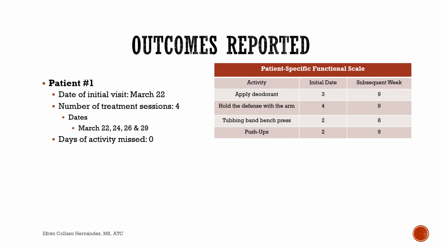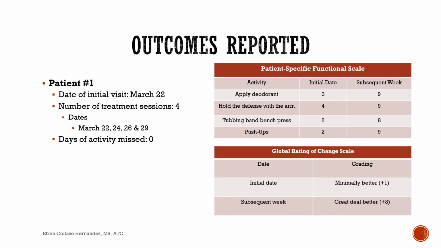So this treatment protocol and rehabilitation program was good for him. Basically, we see that it was a sprain, and the treatment program was able to promote healing and restore a little bit of function. For the global rating of change scale, at the initial date he said he was minimally better without any treatments, and then the next week he said he was a great deal better from the initial date.